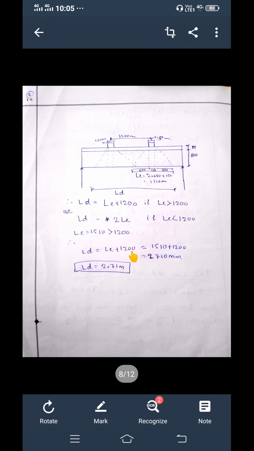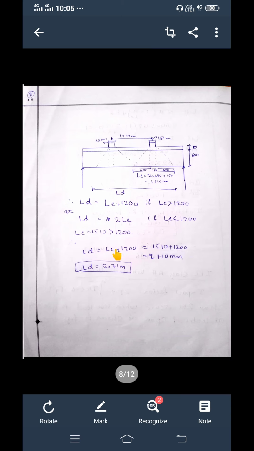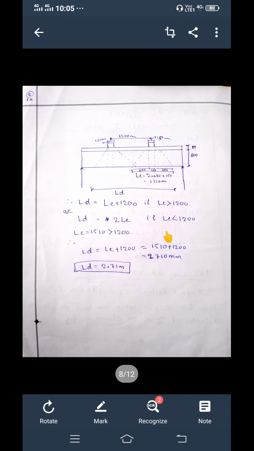Clear? So our LD is now equal to LE plus 1200. LE is 1510 plus 1200, so it is 2710, which means 2.71 meters. It is 2.71 meters. Clear? This is the length of dispersion.